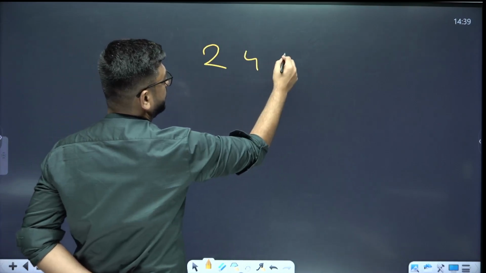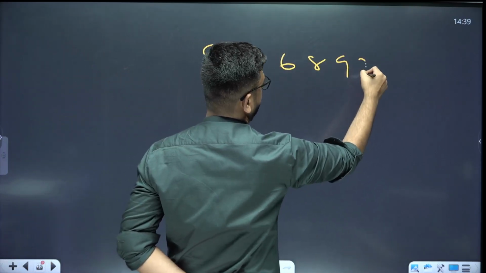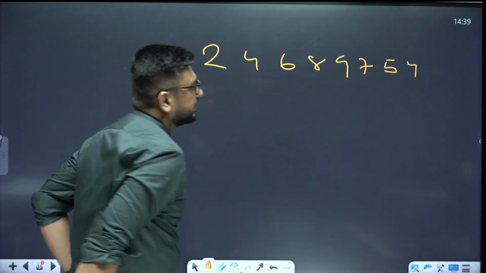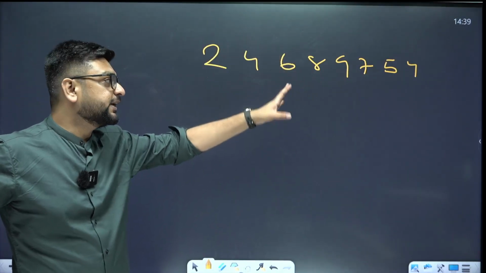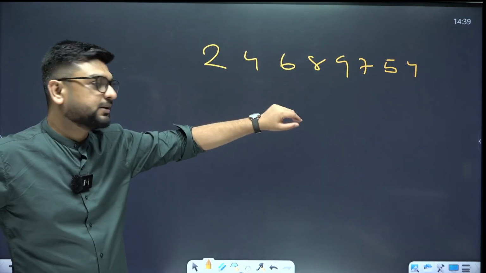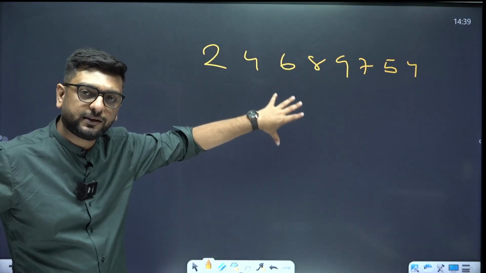2, 4, 6, 8, 9, 7, 5, 4. All right. This is the number. Is it divisible by 2? Yes, it is divisible by 2. For 3, check it out. Find the answer and tell me whether it is divisible by 6 or not.